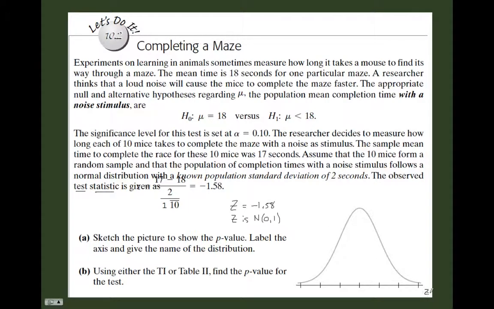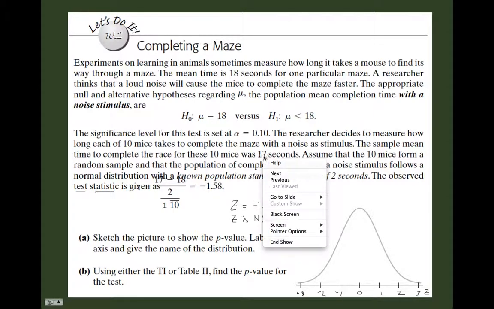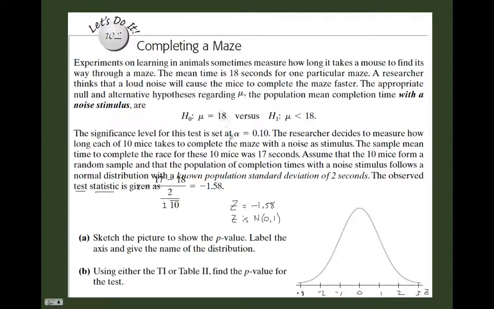Now, since we're dealing with a transformed variable, I'm going to label the axis with z and scale the z-axis appropriately for the standard normal random variable z. Now I want to point out another thing here. The z-value is negative, and it tells me the sample mean was to the left, so 17 is smaller than 18, and that's why the z-value is negative. But in any case, that z-value of negative 1.58 is right about here.